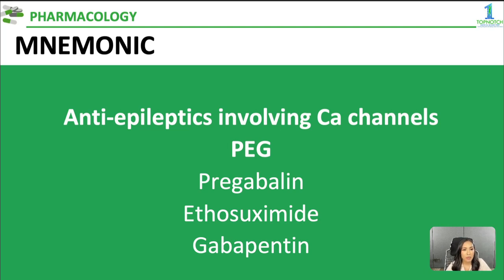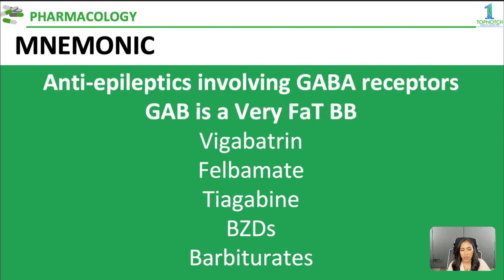So here are anti-epileptics involving calcium channels, PEG: pregabalin, ethosuximide, and gabapentin. And anti-epileptics involving GABA receptors, GAB is a very fat baby: vigabatrin, felbamate, tiagabine, benzodiazepines, and barbiturates.